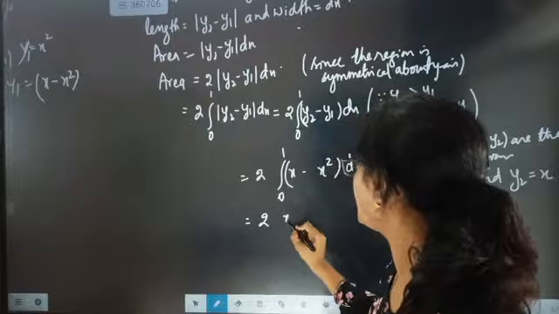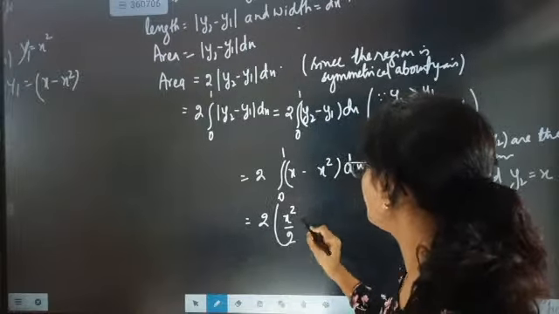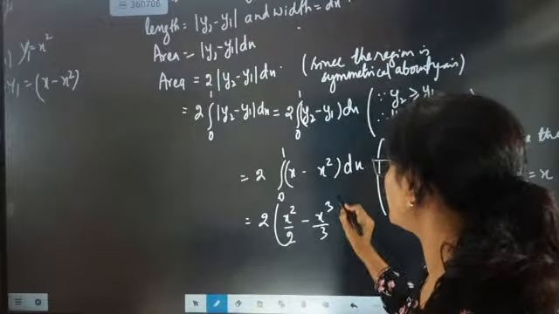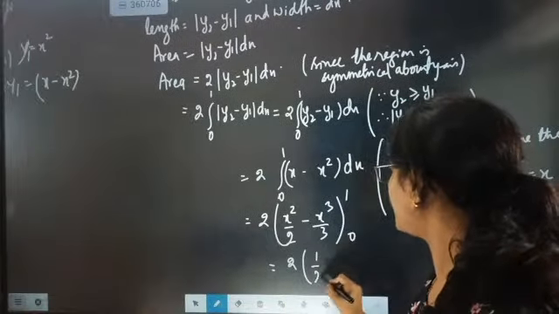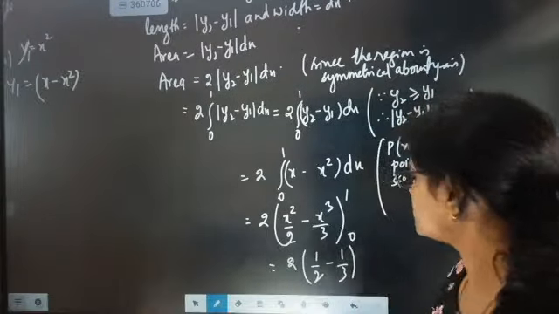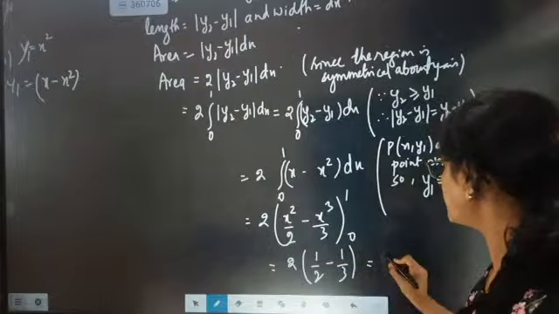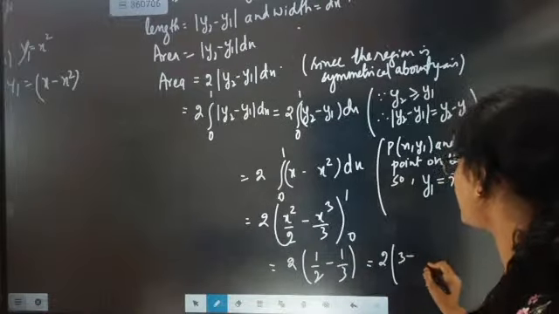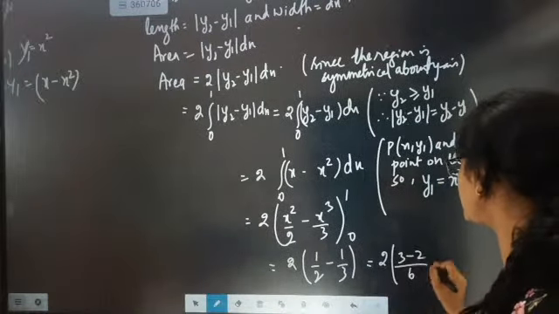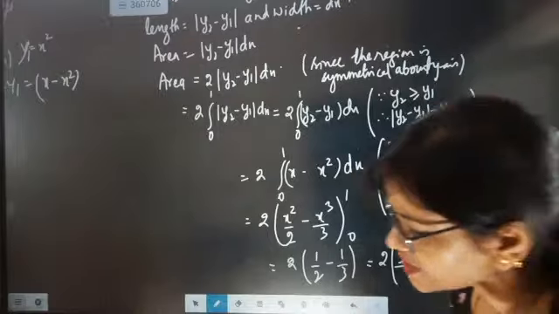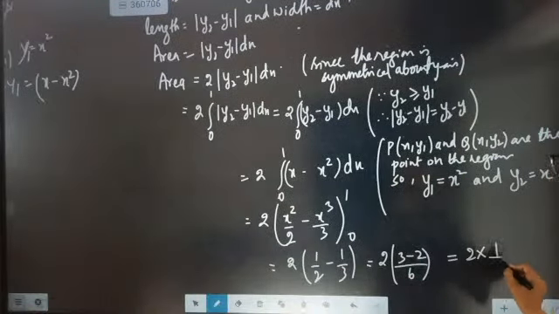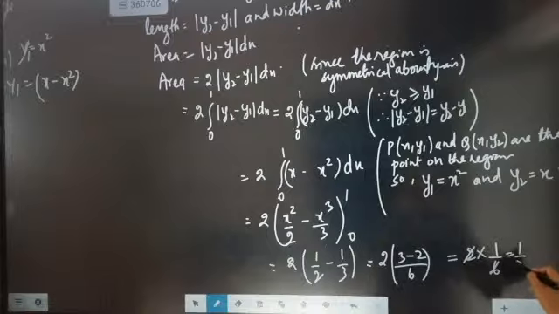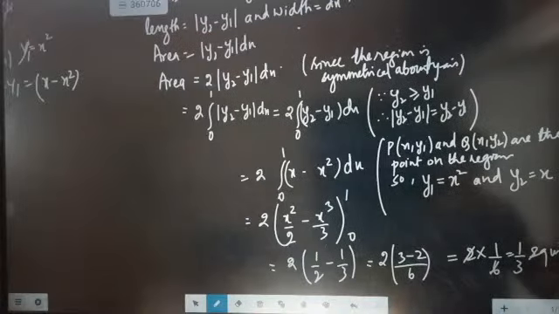So it is going to come as x square by 2 minus x cube by 3, from 1 to 0. So first you are going to write here 1 by 2 minus 1 by 3. The 0 section is going to vanish. So it is exactly going to come as 3 minus 2 by 6, so it is coming as 1 by 6. So the area is 1 by 6 square units.